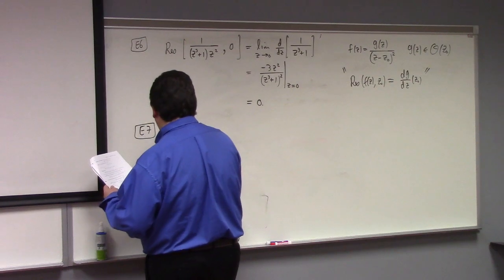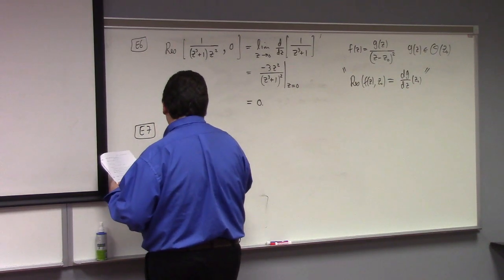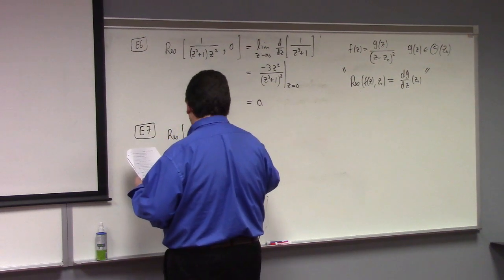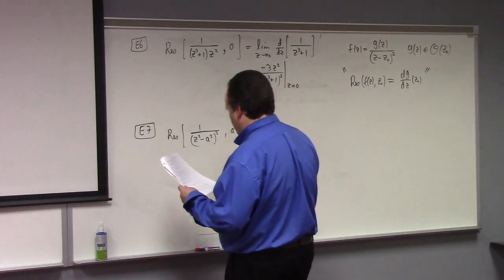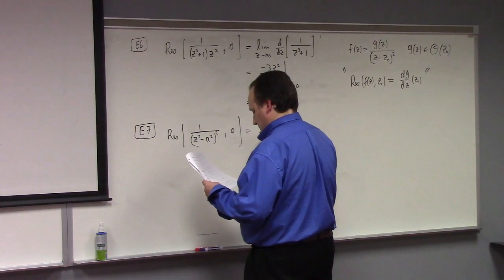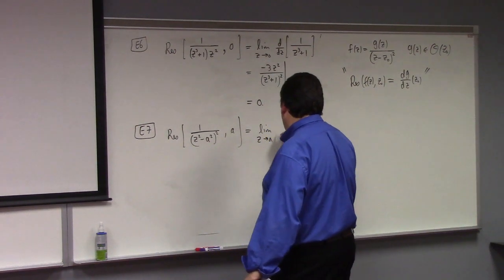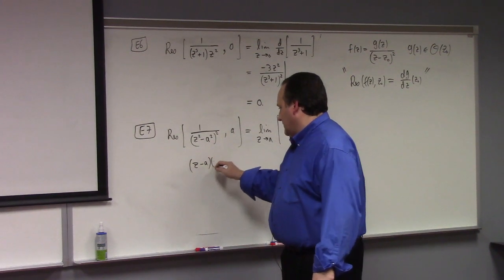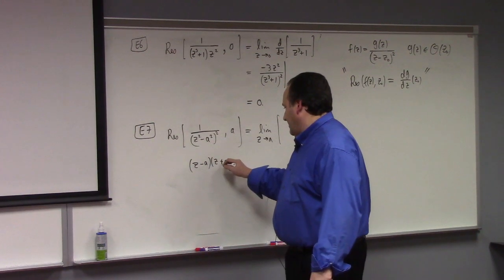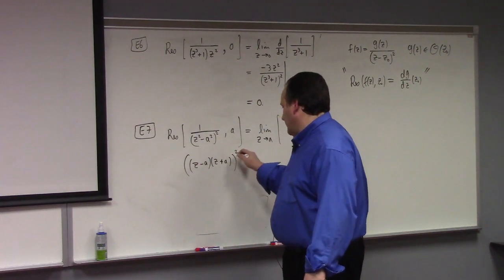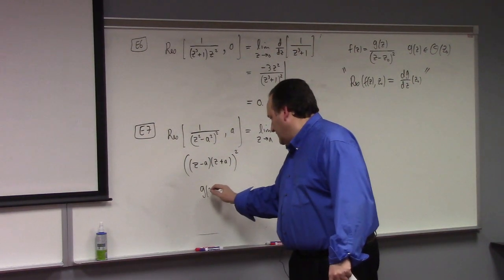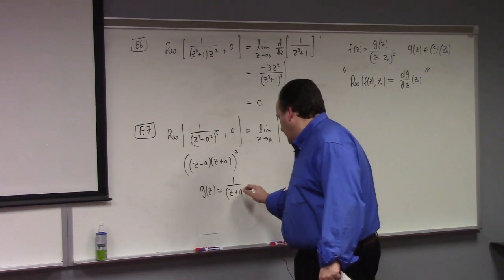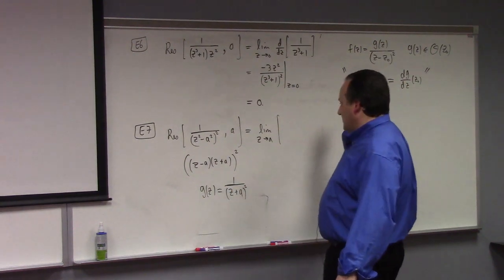If we had the residue of 1 over z squared minus a squared, squared, at a, that is the limit as z goes to a. All right, first of all, it's a double pole, because that's z minus a times z plus a, all squared. So in this case, my g of z, quote unquote, is really 1 over z plus a squared, if you want to keep with my lingo on this board up there.